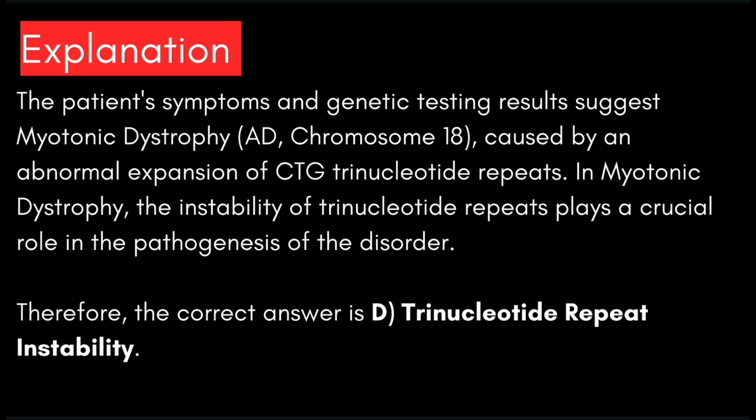The patient's symptoms and genetic testing results suggest myotonic dystrophy, autosomal dominant, chromosome 18, caused by an abnormal expansion of CTG trinucleotide repeats. In myotonic dystrophy, the instability of trinucleotide repeats plays a crucial role in the pathogenesis of the disorder. Therefore, the correct answer is D, trinucleotide repeat instability. Let's go ahead and move on and see why the other answer choices are incorrect.